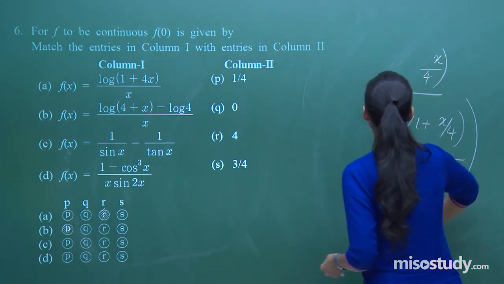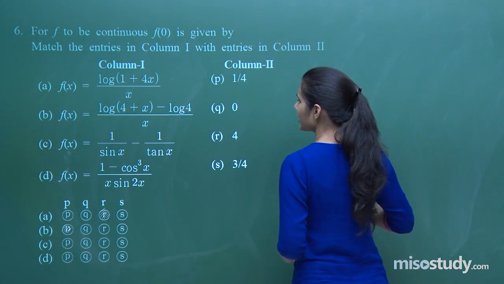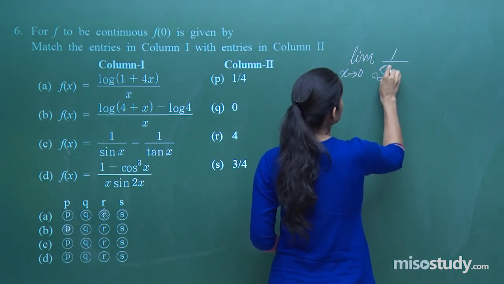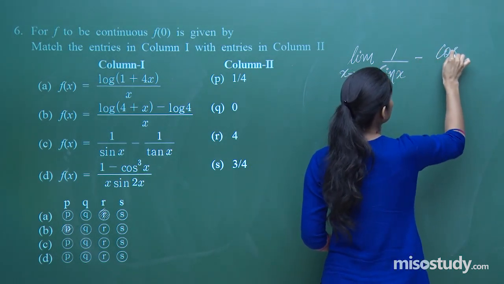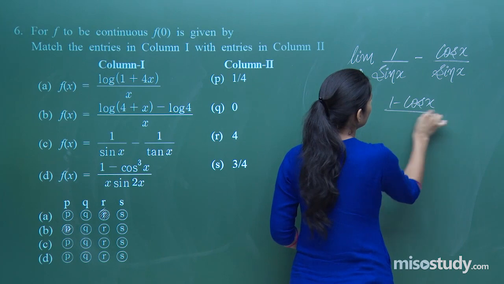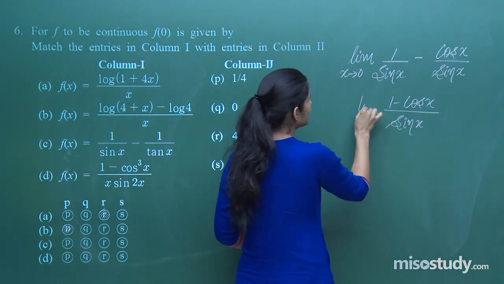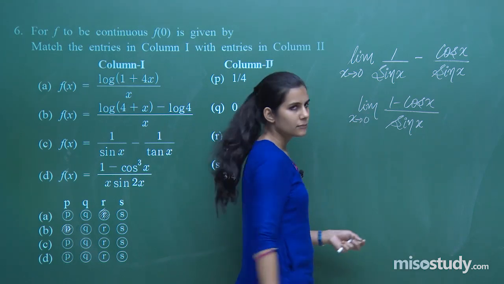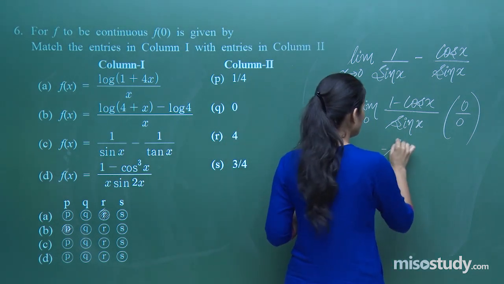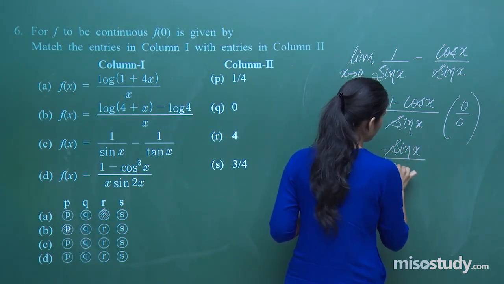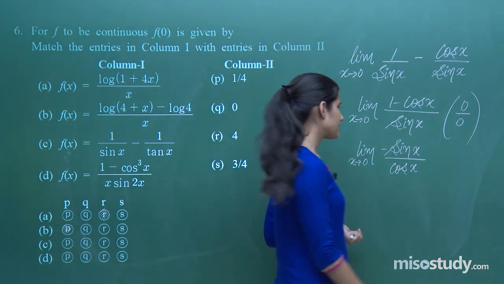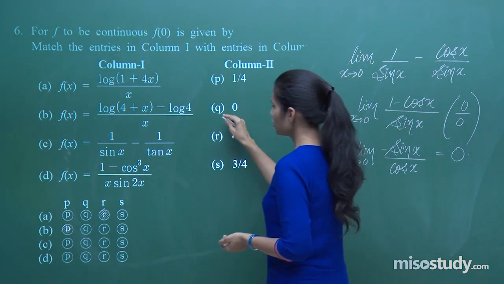We have 1 upon sin x minus 1 upon tan x. So it is nothing but limit x tends to 0, 1 upon sin x minus 1 upon tan x, that is cos x upon sin x. So you basically have 1 minus cos x whole upon sin x, that is limit x approaches 0. You can see this is 0 by 0 form. Apply the L'Hopital rule. What is it that you have? You have minus sin x upon cos x, and this is limit x approaches 0. And this comes out to be nothing but 0, so you shade Q.